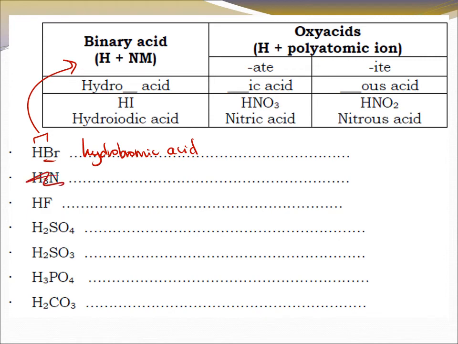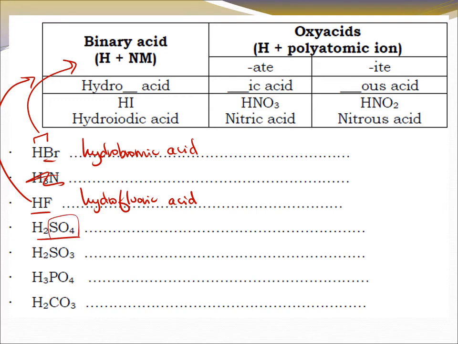This guy, we're actually going to skip. He's kind of weird. He shouldn't be on our list. HF. HF is going to be hydro. It's again binary. Fluorine turns into fluoric acid.